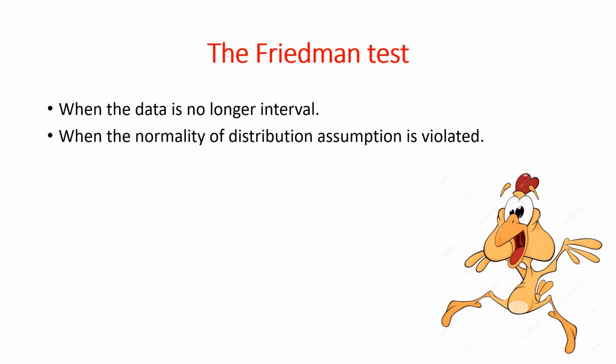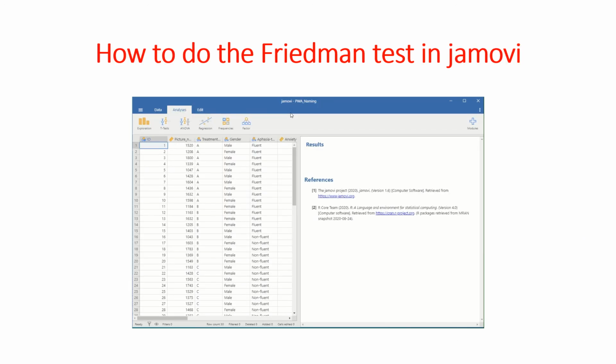And also when the normality of distribution is violated, then again, you cannot use a parametric test, and the best solution is to use a Friedman test. Aside from this, the other assumptions are the same, and the interpretation of the Friedman test is just like the one-way repeated measures ANOVA. We're now going to do a Friedman test in Jamovi.